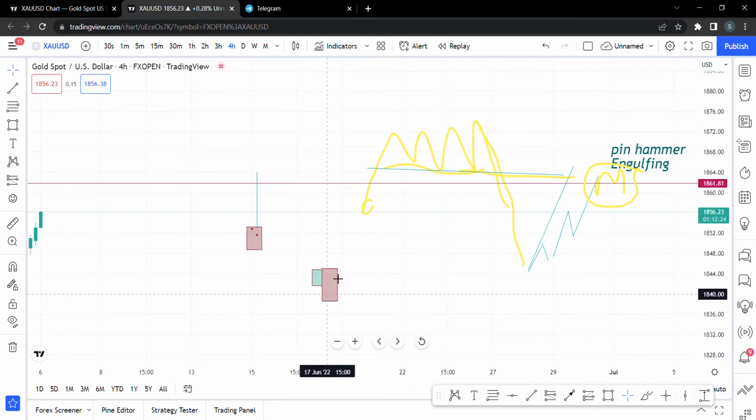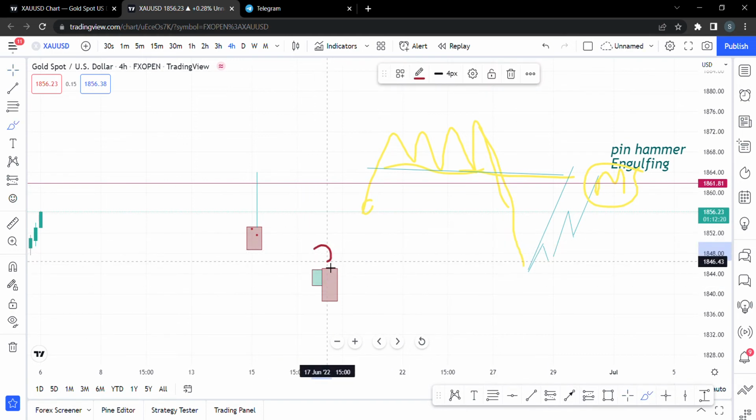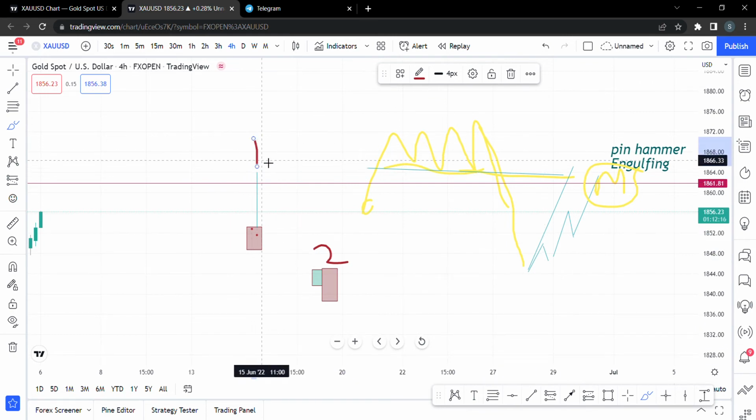So this is your engulfing, and this is your pin hammer. These are the two variations I need to see when I want to sell. That is how it is.